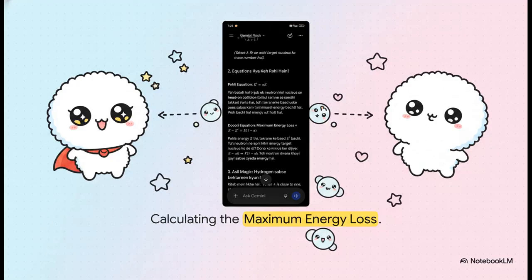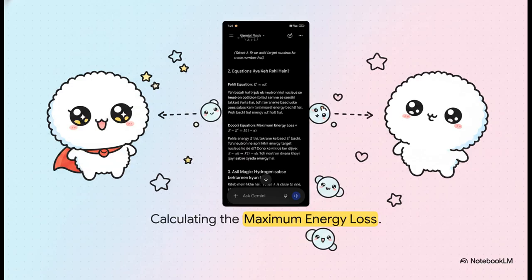So let's look at what happens in a perfect head-on collision, the kind where the neutron hits the target dead center. This first equation shows us that the absolute minimum energy the neutron can be left with, E prime, is simply alpha multiplied by its starting energy, E. So, if we want to find out the maximum energy the neutron lost to the target, we just do a little simple subtraction. We take the starting energy E minus the leftover energy E prime. This leaves us with E times 1 minus alpha. It's a gorgeous mathematical proof that shows us exactly how much energy gets transferred from the neutron to the obstacle during that crash.